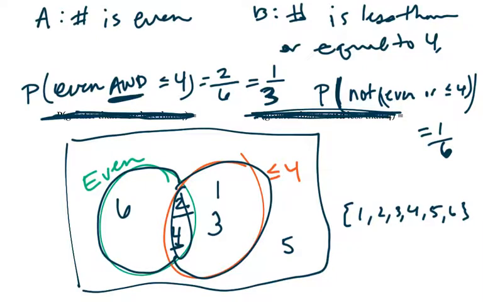So we can make up more probabilities. We could say, what's the probability that the number that we roll is even or is less than or equal to 4, and that would be 1, 2, 3, 4, 5 out of 6. So it would be 5/6. We can make up several possibilities like that.